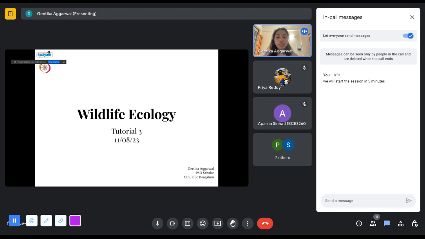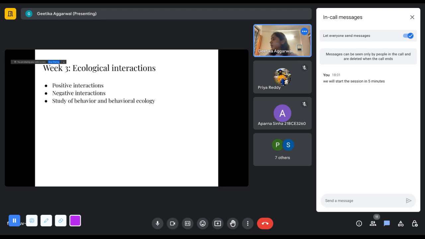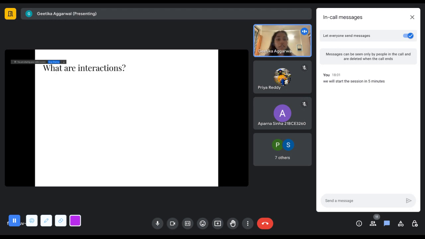Hi everyone, I am Geetika Agarwal. I am a PhD scholar at ISC Bangalore. I'll be taking your tutorial for week 3 of wildlife ecology. In this week, we studied interactions, positive interactions, negative interactions, and in general, how we study behavior and what behavioral ecology is. So, let me ask you this: what are interactions?